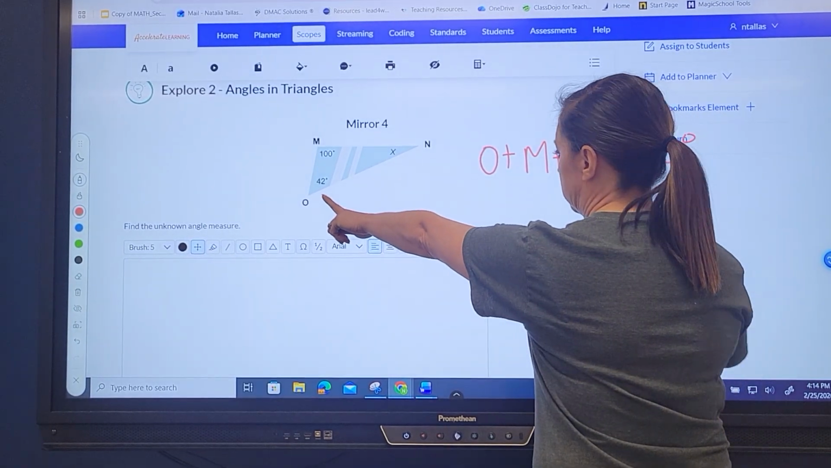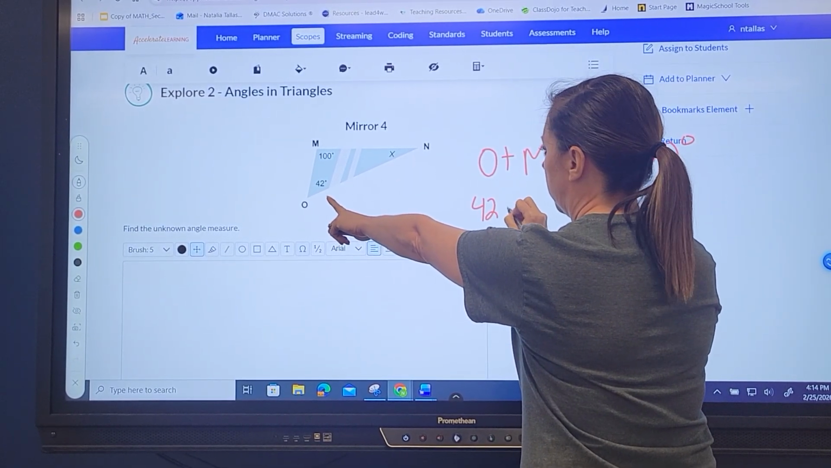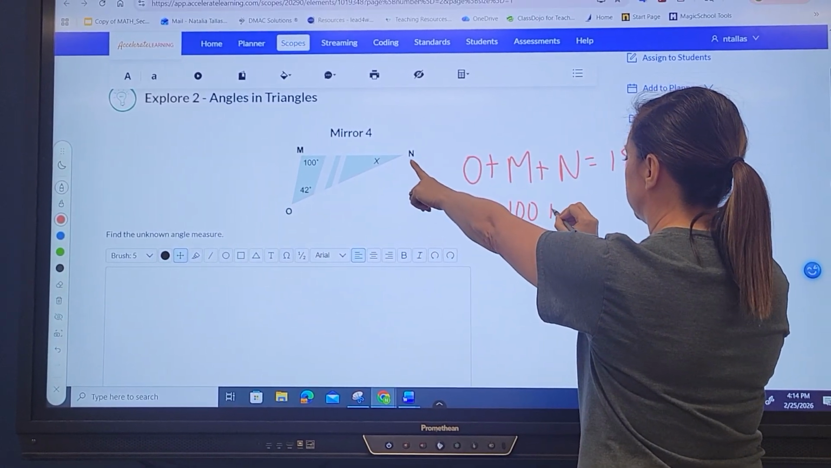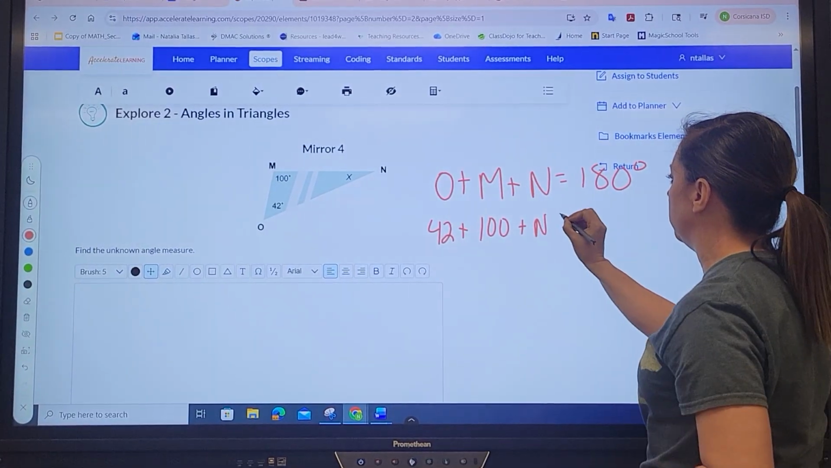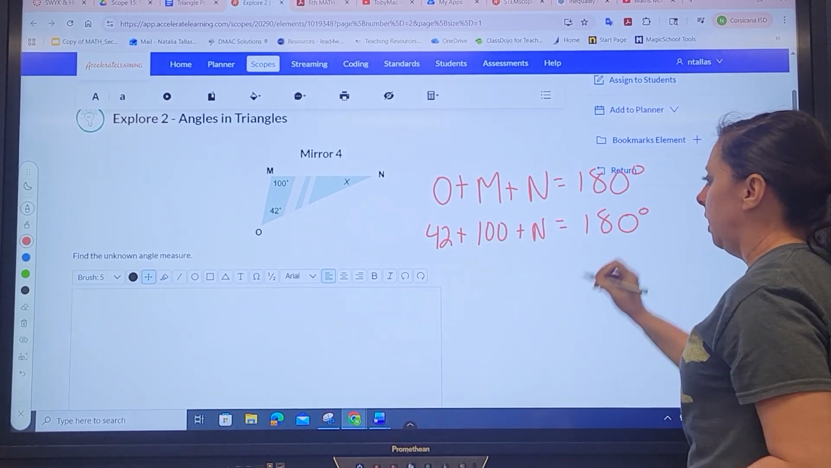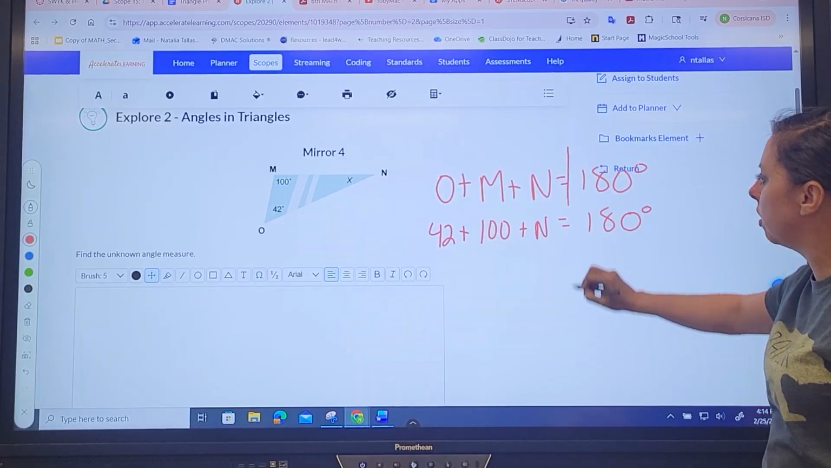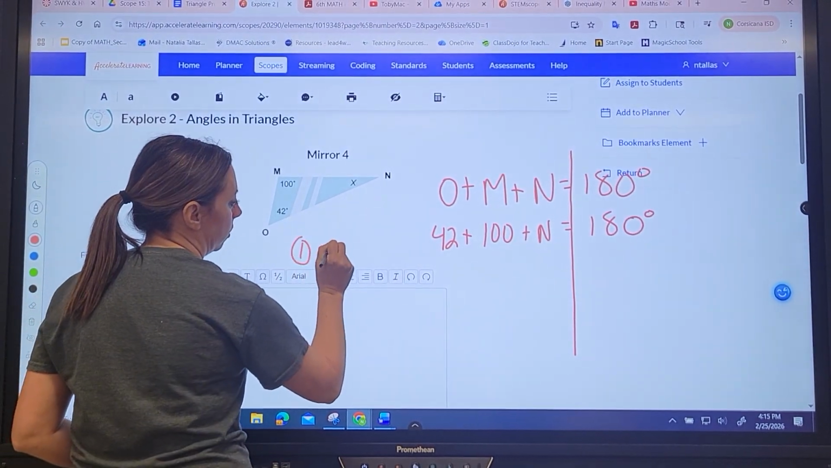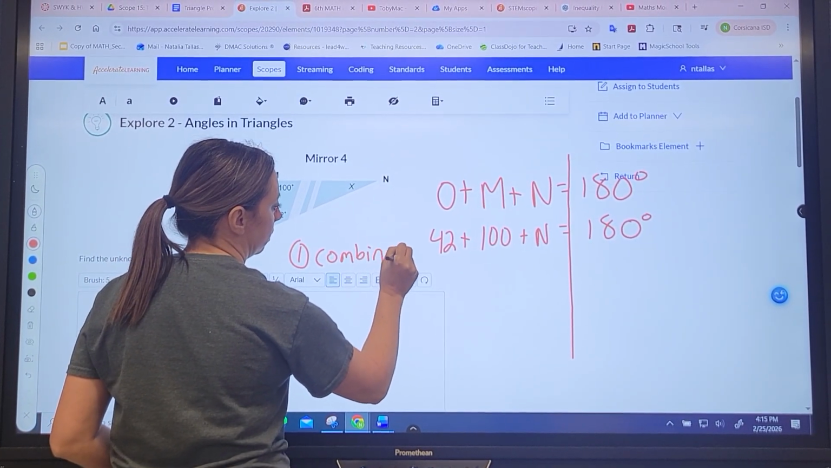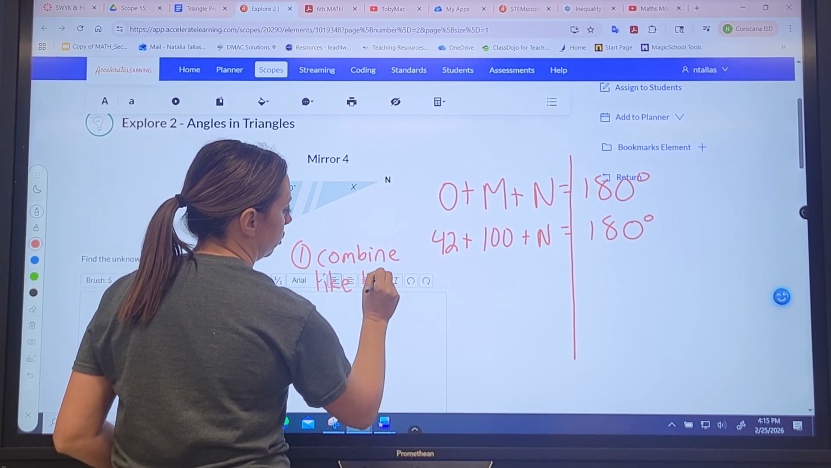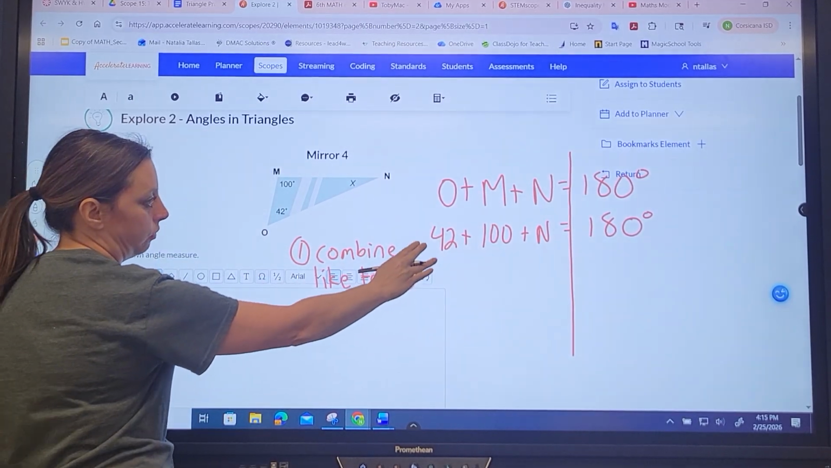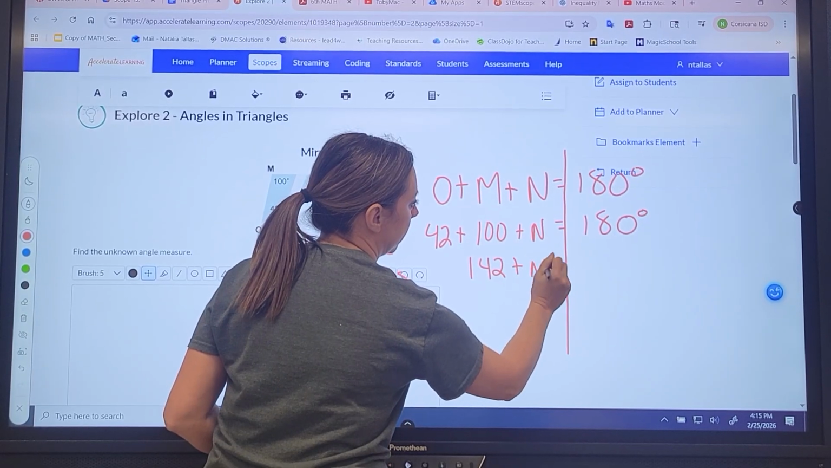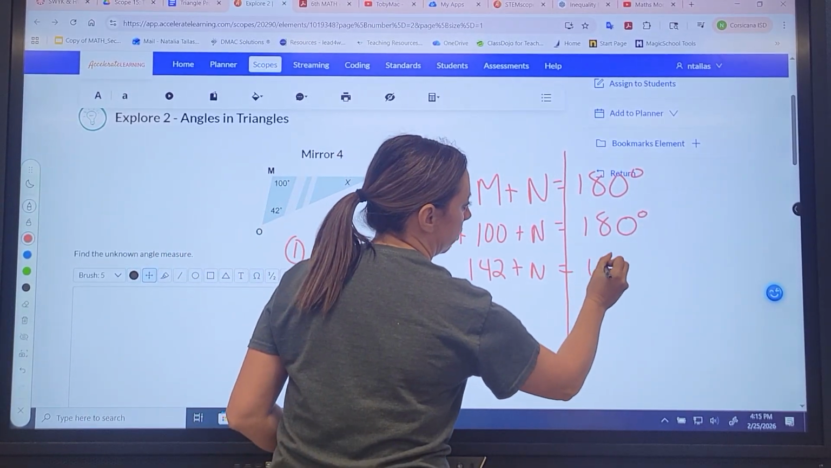It gives us what O is, so I'm going to substitute 42 for O. It gives us M, so I'm going to substitute 100 for M. It does not give us N, so I'm going to pull the variable N down, equals 180. And we know from solving equations, the first step is you draw a line down the equal sign. Step 1, we are going to have to combine like terms. And your two like terms are 42 and 100, so you add those two. 142 plus N equals 180.